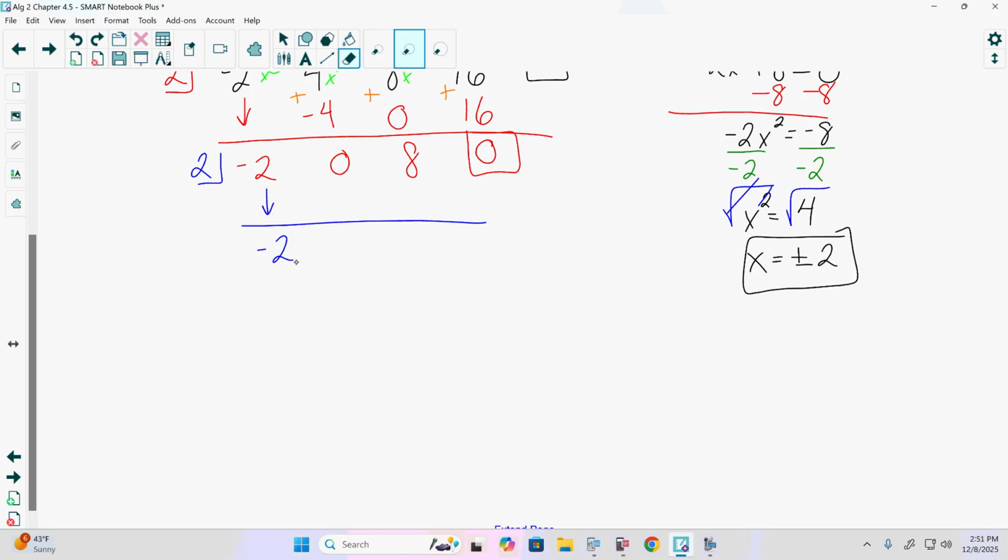Again, you don't have to write this. You're going to have to fill it in. 2 times negative 2 is negative 4. 0 plus negative 4 is negative 4. 2 times negative 4 is negative 8, and it does indeed give us 0, yes? Well, what did we say the other solution was? Negative 2.